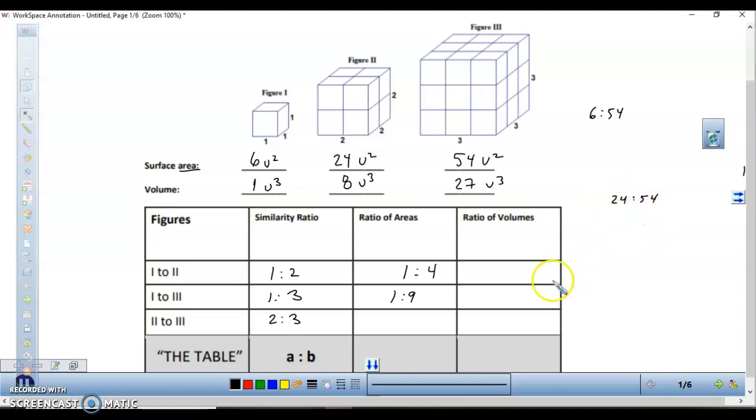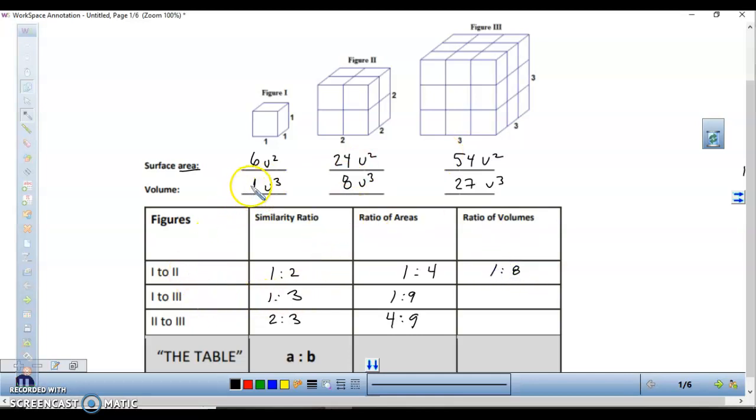And if you divide them both by 6, you end up with 4 to 9. All right, so the ratio of areas was 24 to 54, divided by 6 gives you 4 to 9. And then finally, ratio of volumes. From figure 1 to figure 2, the ratio of volumes is 1 to 8. Cannot simplify that. We leave it as 1 to 8.